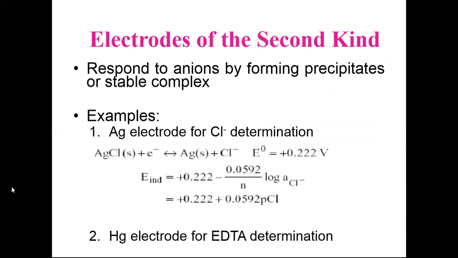Electrodes of the second kind respond to anions by forming precipitates or stable complexes. For example, silver electrodes for Cl negative ion determination, and second, a Hg electrode for EDTA determination.